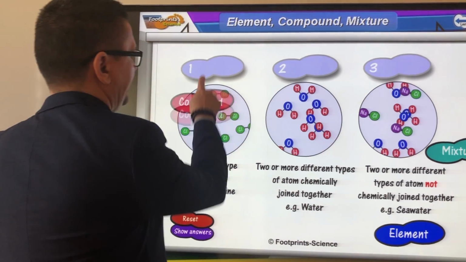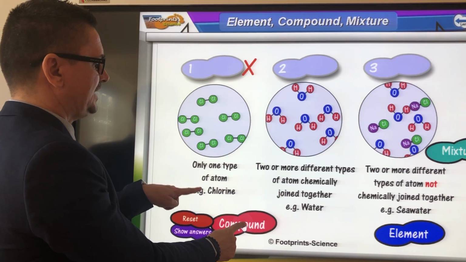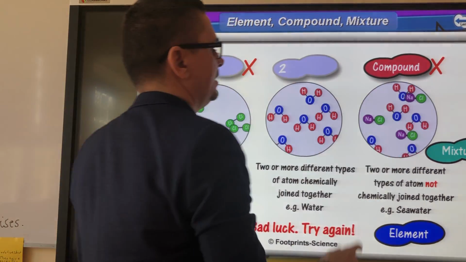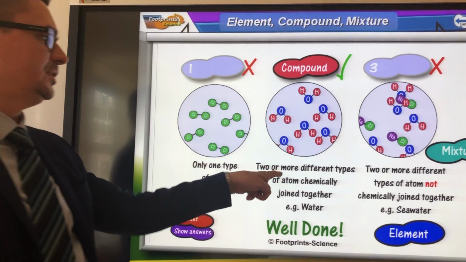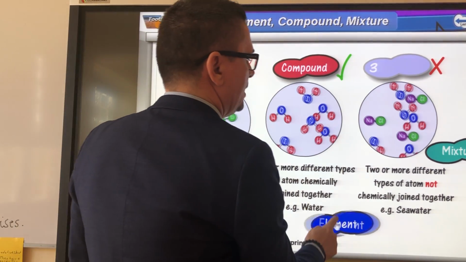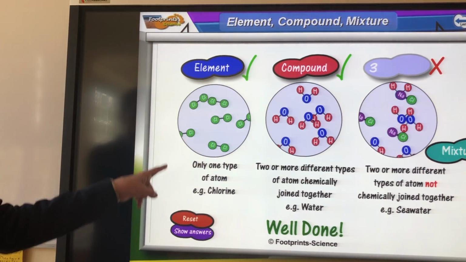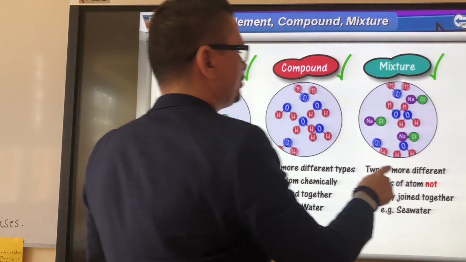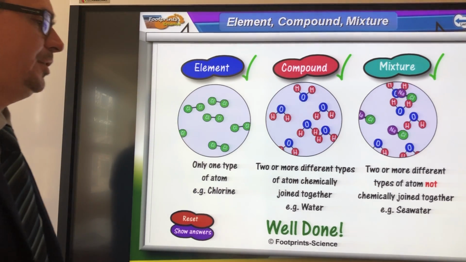So let's see, if I place this here, that is actually not a compound because there's only one type of atom. In a compound, things chemically can join? No. So, two or more different types of atom chemically join together, and that is water. That's a compound. An element, two or more things are in an element? I don't think so. So only one type of atom, chlorine, is in it. And the mixture is when two or more different types of atom are not chemically joined together.